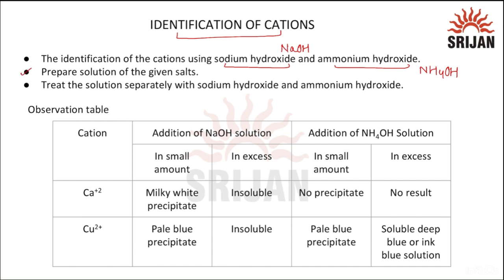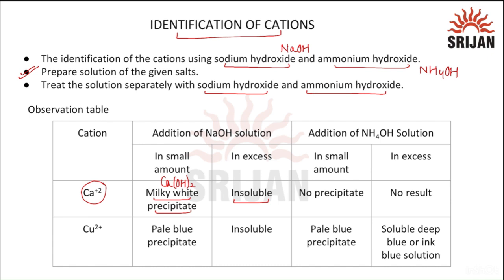First, we will prepare a solution of these salts and then we will individually treat them using NaOH and NH4OH solution. The first cation is calcium in +2 oxidation state. Now, when NaOH solution is added in limited amount, we observe a milky white precipitate. This precipitate is due to the formation of insoluble calcium hydroxide, and this insoluble calcium hydroxide still remains insoluble even if we add NaOH in excess.